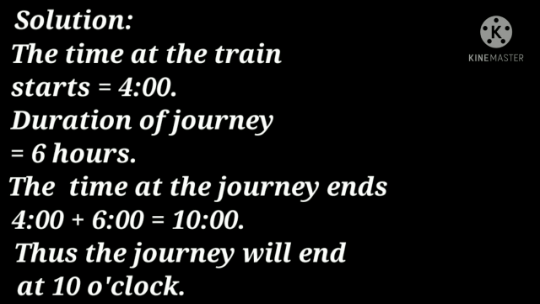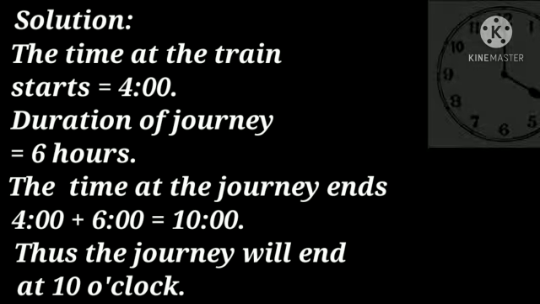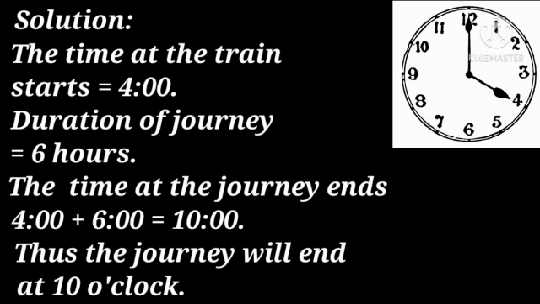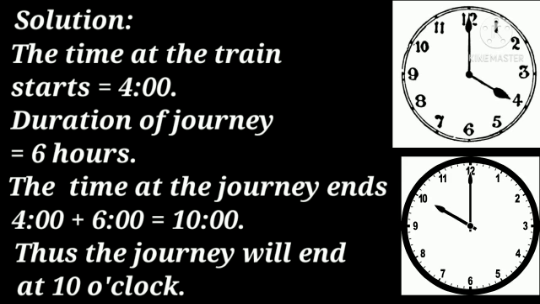The time the train starts is 4 o'clock. Duration of the journey is 6 hours. So the time the journey ends will be 4 o'clock plus 6 hours, that is equal to 10. Thus the journey will end at 10 o'clock.